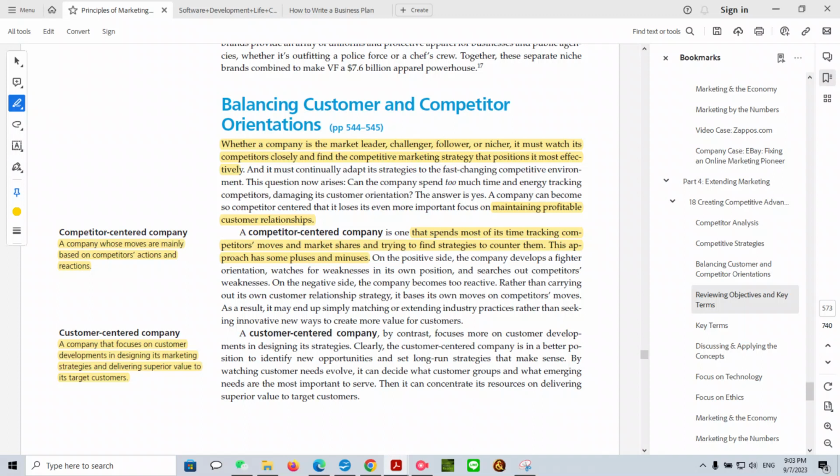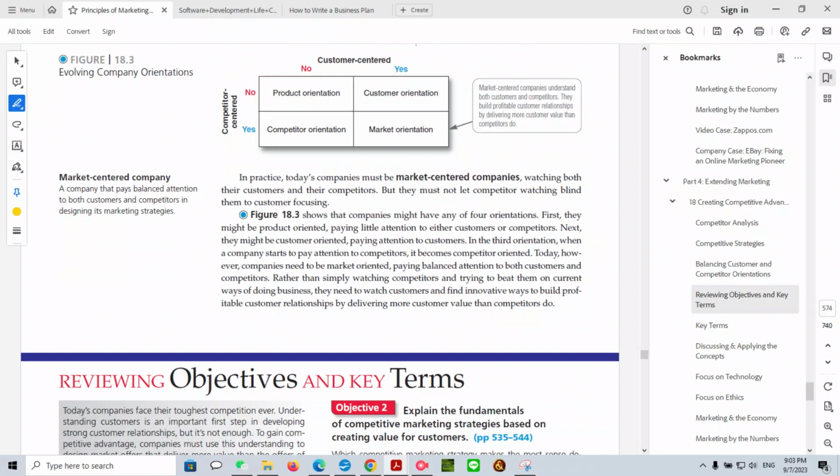Now, on our figure, we have one little figure to see, and then one more definition, and we finish off with just a quick review. In figure 18.3, we have a figure that explains the process. This is called evolving company orientations. Vertically, we have competitor-centered, and horizontally, we have customer-centered. Now, if it's competitor-centered, it's not customer-centered.